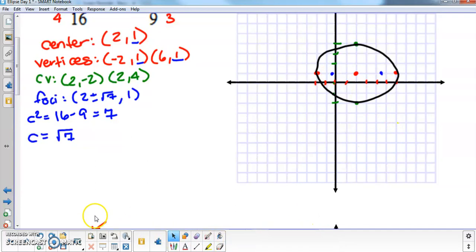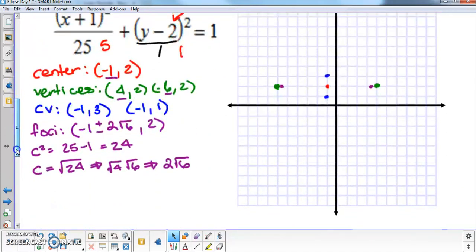So you can compare, the foci here are much further away from the vertices than they are here. And that's controlling how narrow that is. So the closer the foci are to my vertices, the more narrow my ellipse is, and the closer the foci are to the center, the more circular I'm going to be. Okay?